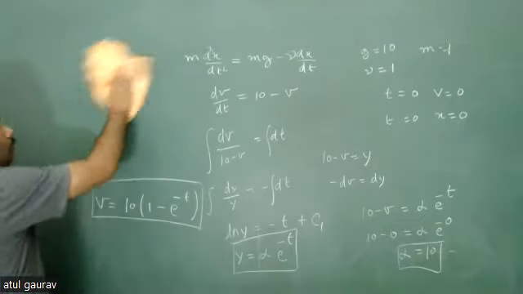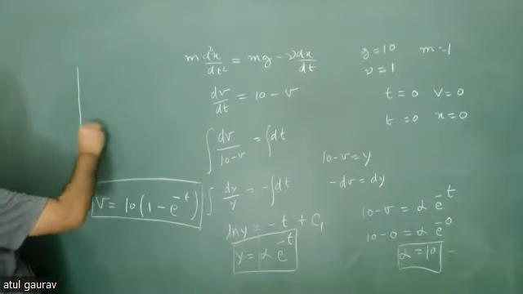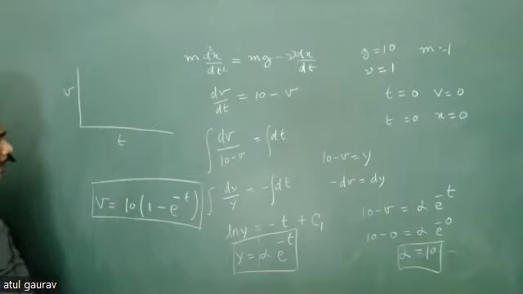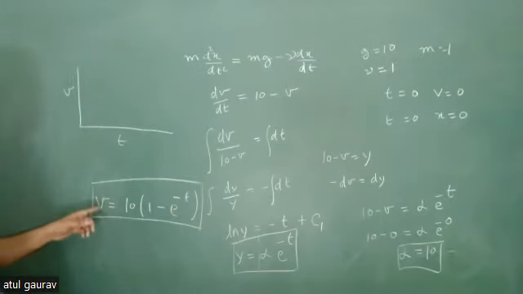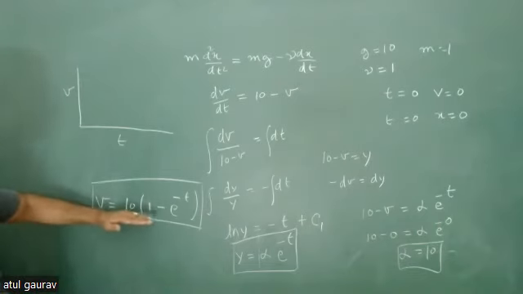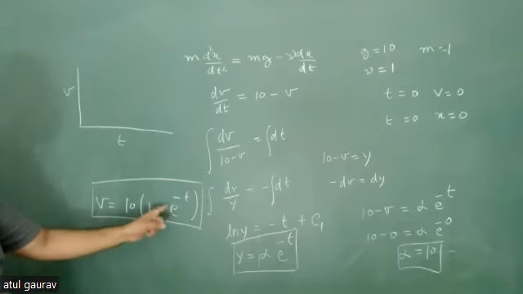Solving is not important; creating the story inside it is important. What will happen? You just want to go for v versus t. Now at t is equal to 0, v is equal to what? 0. Yes, 1 minus 1 is equal to 0. So it will start, and as time increases, this value will decrease, isn't it?